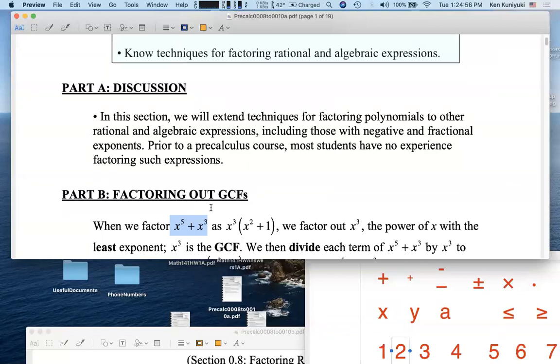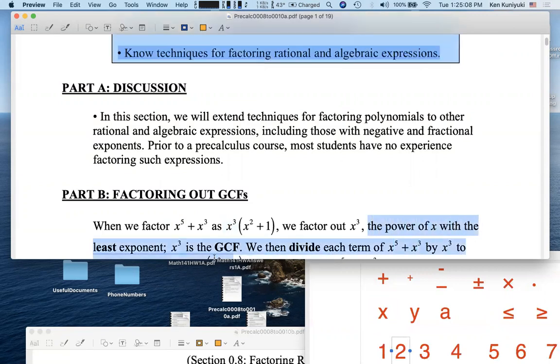What do we factor out? We factor out x to the third as our GCF, our greatest common factor. And why is that? Because x to the third is the power of x with the least exponent. And that's a theme that we're going to apply throughout this section. To factor out the GCF, we factor out the power of x with the least exponent.